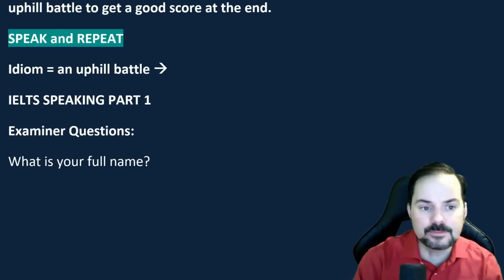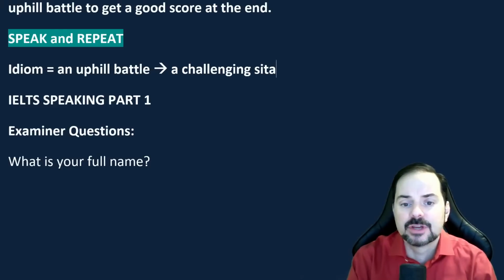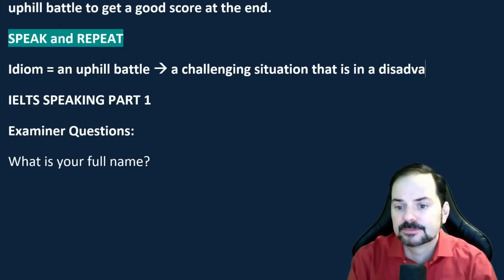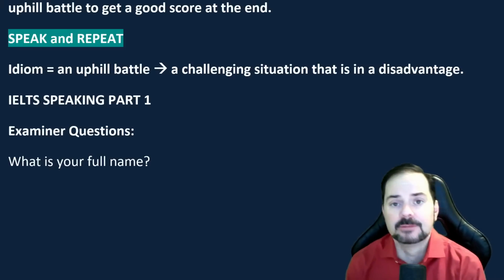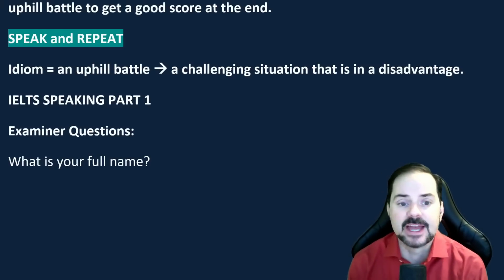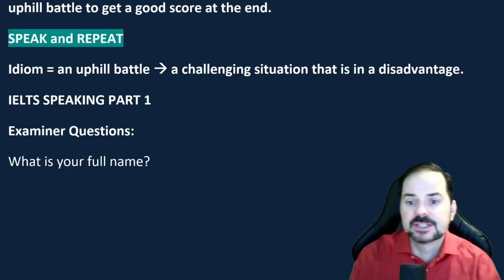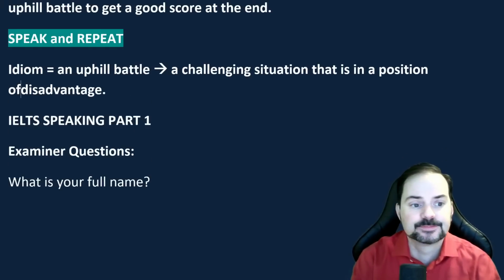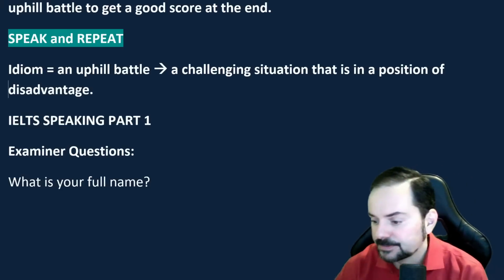So an uphill battle means a challenging situation that is in a disadvantage. So an uphill battle, of course, nobody wants to fight an uphill battle. It's a position of disadvantage, right? A position of disadvantage. Let's say that. Challenging situation that is a position of disadvantage. Okay.